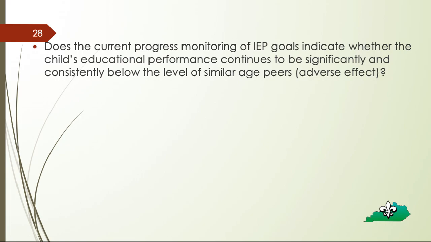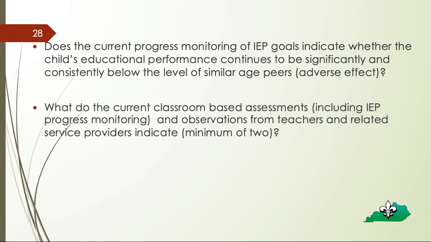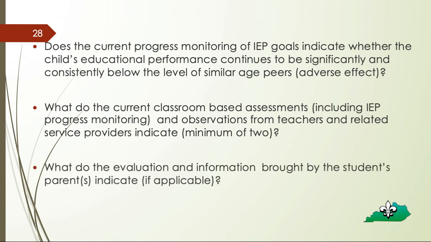Here are some guiding questions that may assist an ARC in determining what assessments, if any, need to be conducted as part of the reevaluation. Does the current progress monitoring of IEP goals indicate whether the child's educational performance continues to be significantly and consistently below the level of similar age peers? In other words, an adverse effect. Secondly, what do the current classroom-based assessments, including IEP progress monitoring, and observations from teachers and related services providers indicate? A minimum of 2. Third, what do the evaluation and information brought by the student's parent or parents indicate?